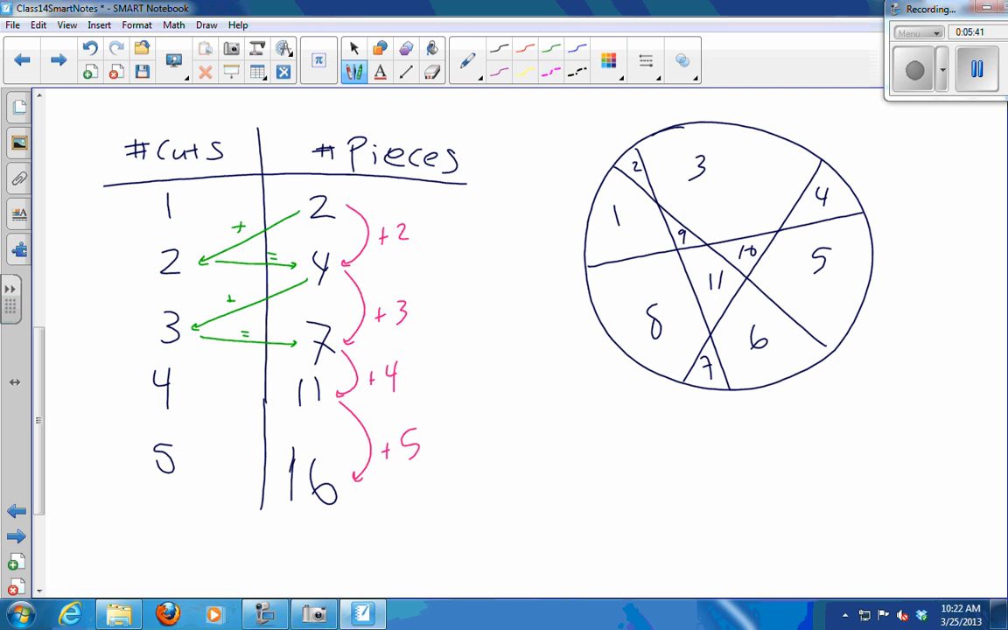Yeah, so some people can see the interaction between the two columns, and some people just look at the right-hand column and say, oh, these numbers are increasing not by the same amount every time, but by 1 more.